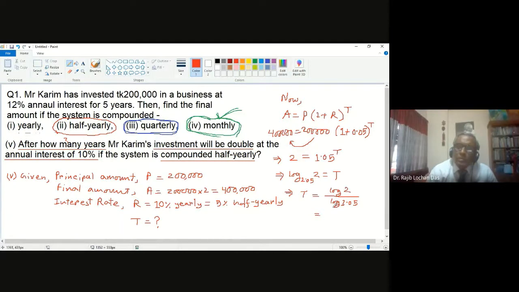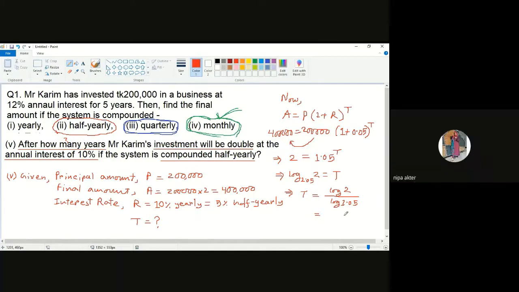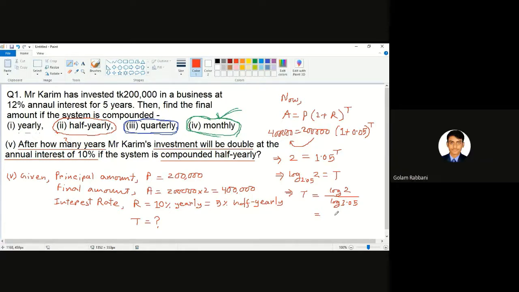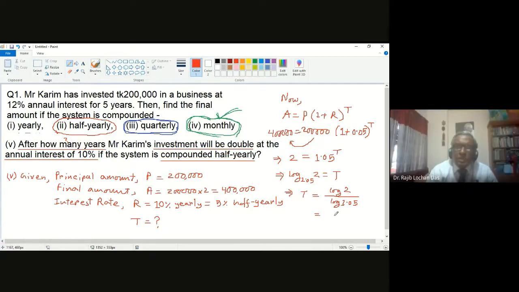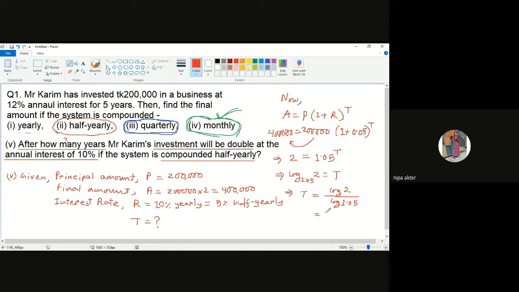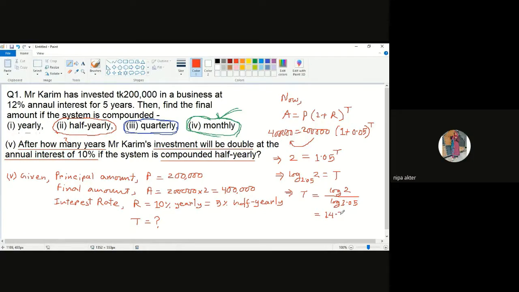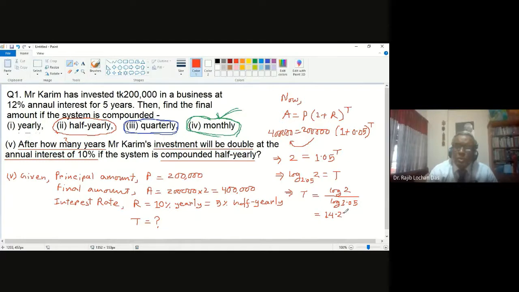Log 2 divided by log 1.05. 14.2066. 14 point, it is correct, not 40. Yes, sorry sir, 14. 14 is okay. 14 point what? 2066. Okay, 20 or 21, say almost.